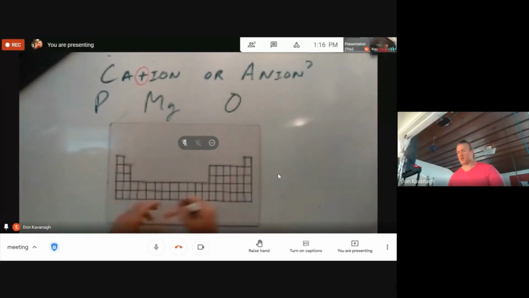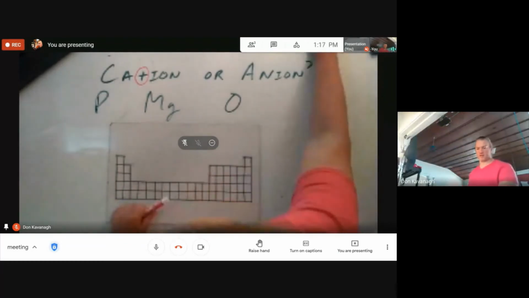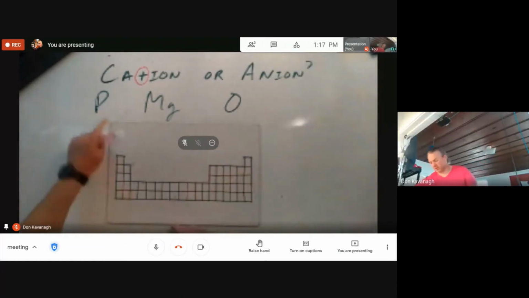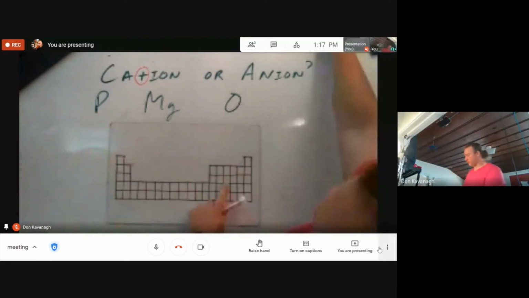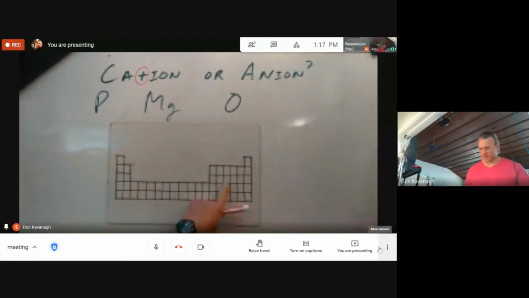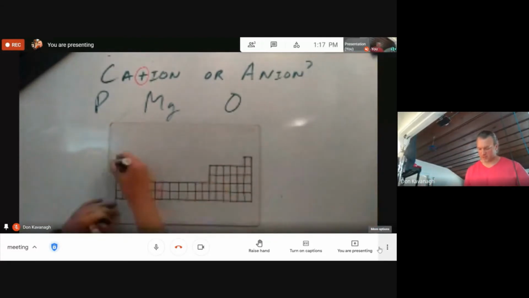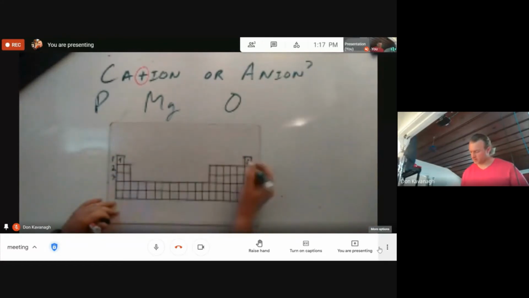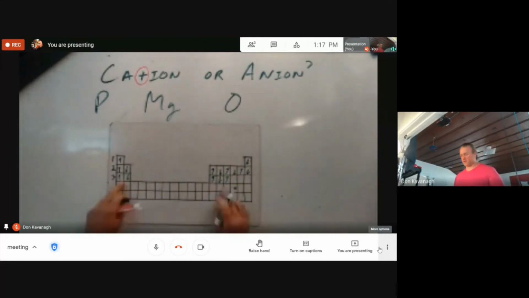So this shell of electrons here for phosphorus, let's find the block on our periodic table that represents phosphorus, and let's fill it up with electrons. Up, down, up, down, down, down, up, down, down, up, down, up. Okay. So phosphorus's valence shell, or outermost shell, it has a choice.